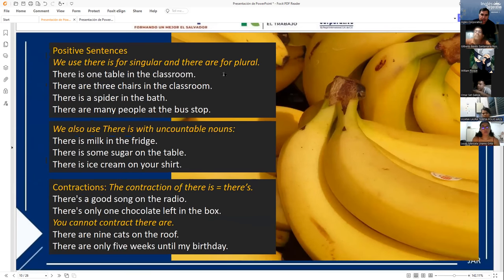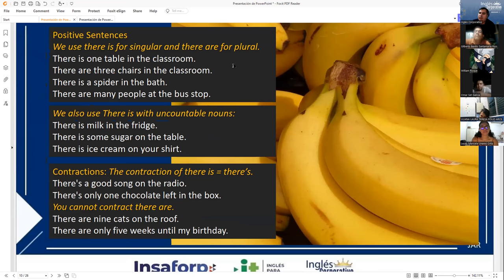When we talk about positive sentences, we use there is for singular. There is a, there is one, and there are for plural. There are some, there are several, there are many, okay? So the words that we can use with there are can be several, many, some, a lot of. So for plural, right? There are several, there are many, there are some. There are a lot of examples.